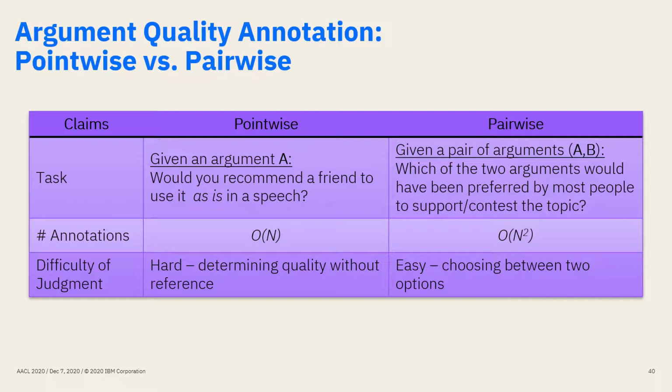In pairwise quality annotation, we are presented with a pair of arguments and need to choose which one we prefer. This annotation task is much easier because the assessment is relative and we can expect better agreement. However, this approach requires a quadratic number of annotations since we need to compare each pair of arguments for exhaustive annotation.